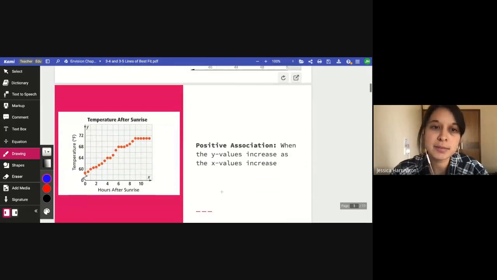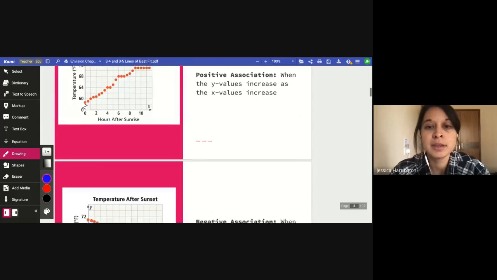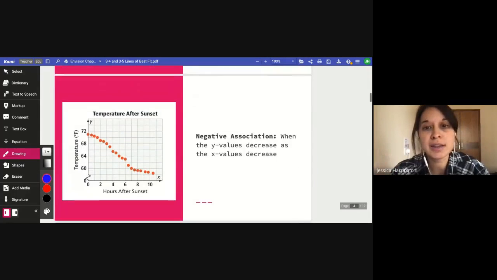This one's another example, right? The more hours that have passed after the sun has risen, the warmer it is. It's a positive association. Even though like here it stays pretty steady, right? Which makes sense because after 9 o'clock, even after 9 hours of the sun rising, maybe it's kind of maxed out. But overall, this trend is positive because mostly the more hours the sun has been out, it's mostly getting warmer. Then the opposite would be true for negative association, right?